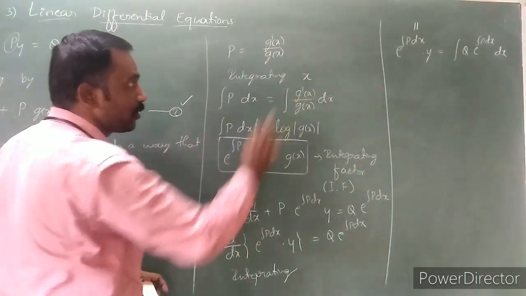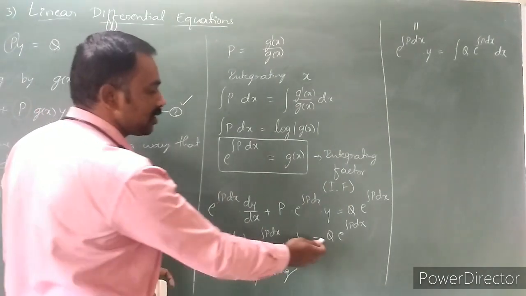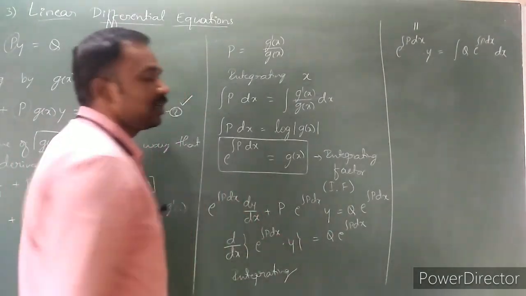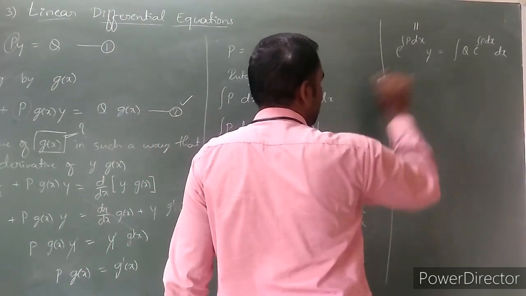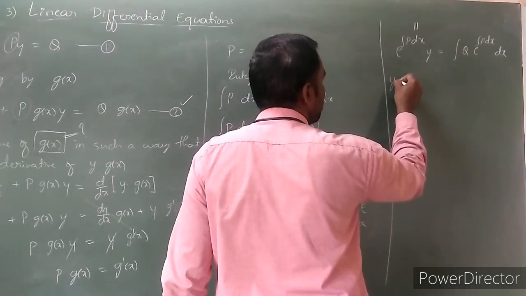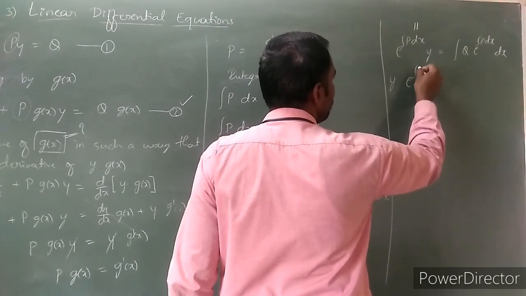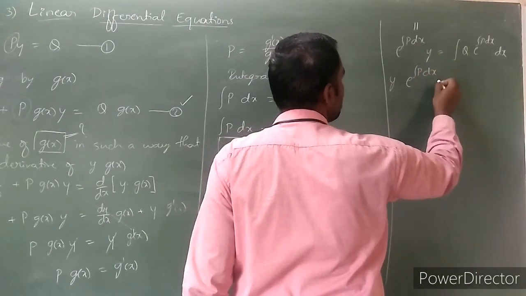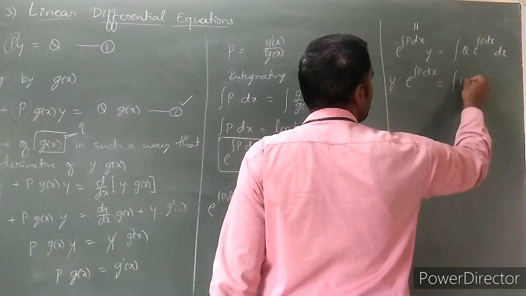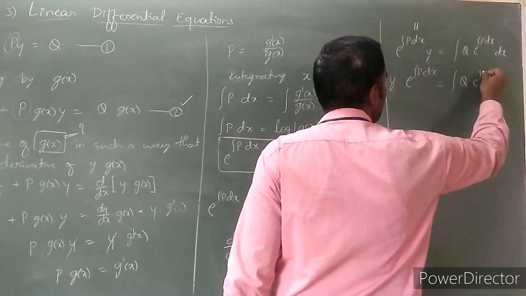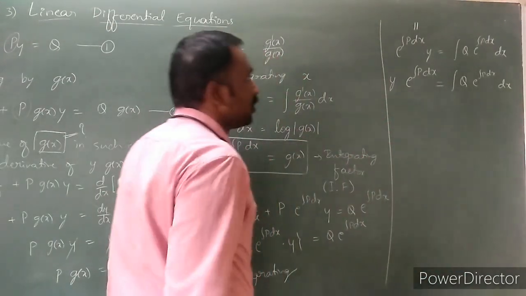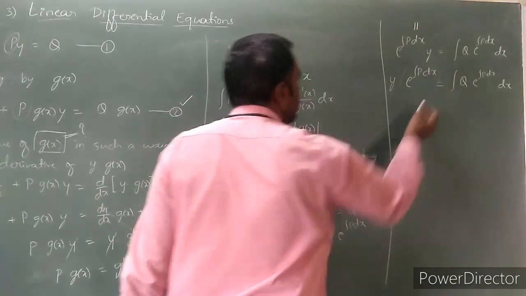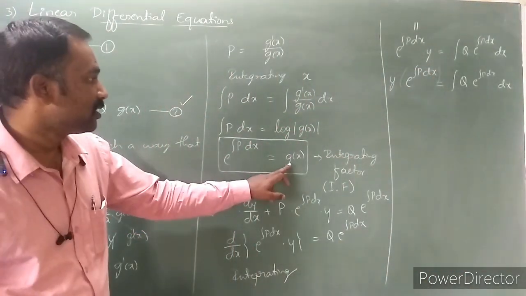This e power p into dx, y, is equal to integration of q into e power integration of p into dx as it is. Now I just write y into e power integration of p into dx is equal to integration of q into e power integration of p into dx into dx. What is this term? This term is nothing but g of x.